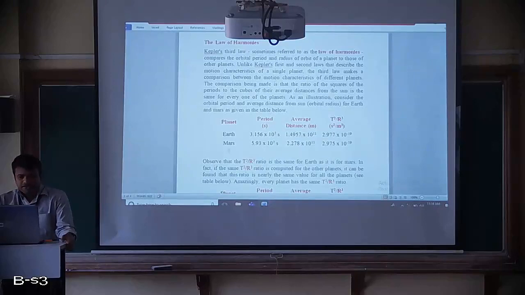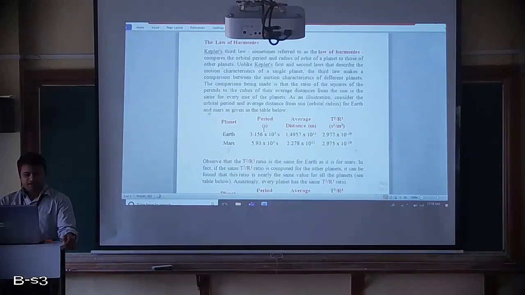So now, for an example, I am taking two planets. One is Earth and one is Mars. So two planets are there. The orbital periods for these two planets are different. We can see here the Earth's orbital period is 3.156 times 10 to the power 7 seconds, and Mars is 5.93 times 10 to the power of 7 seconds.